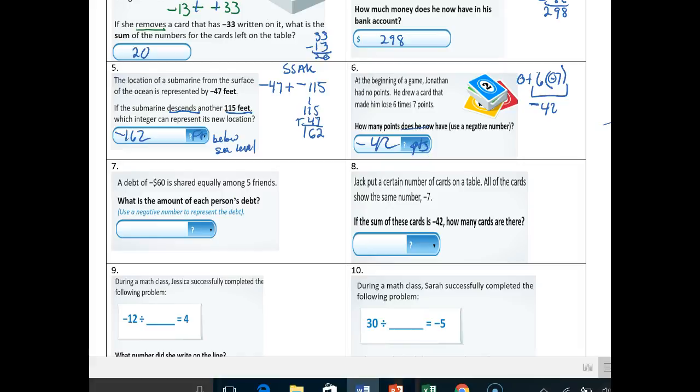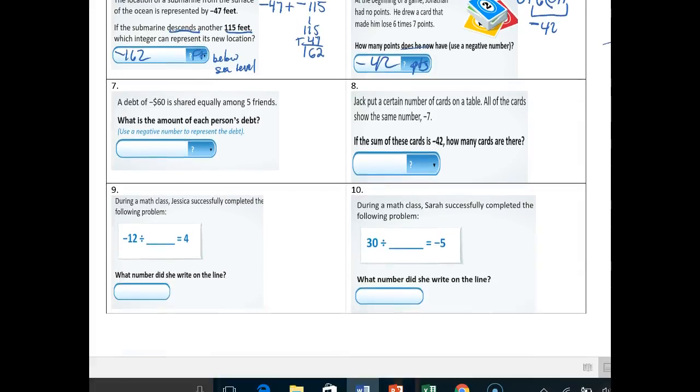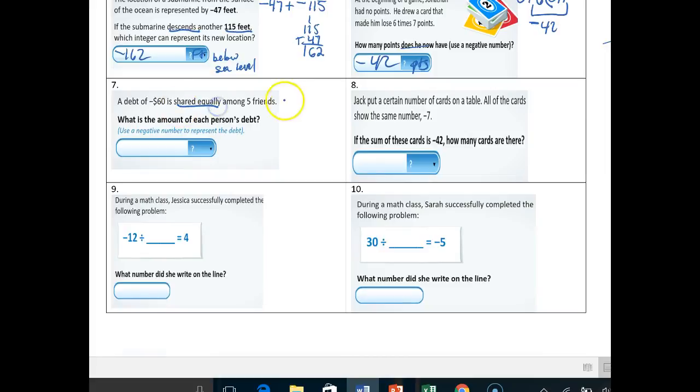A debt of negative 60 is shared equally among 5 friends. Sharing equally is division. So you want negative 60 divided by 5. What's 60 divided by 5? You can go ahead and use your reference sheet or your brain, and 60 divided by 5 is 12. We had 1 negative, so again, DSN, different signs negative, negative $12. So negative 12, and they'll probably want you to put dollars there.